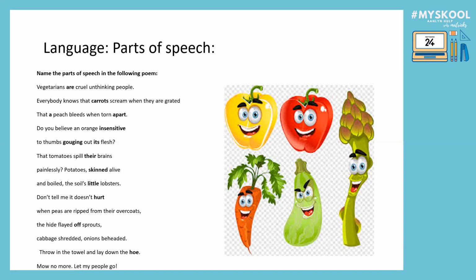Potatoes skinned alive. What is skinned? A verb. Yes, your skin would usually be a noun, but in this case it's used as a verb. And boiled the soil's little lobsters. What is little? Adjective. Yes, describes lobsters. Don't tell me it doesn't hurt. What is hurt in this case? Ma'am, I think that would be an abstract noun. It doesn't hurt. No, I think in this case it's a verb. Yes. When peas are ripped from their overcoats, the hide flayed off sprouts. What is off in this case?